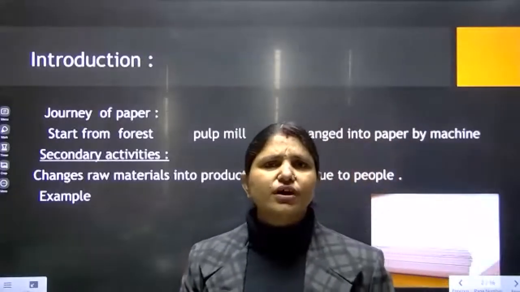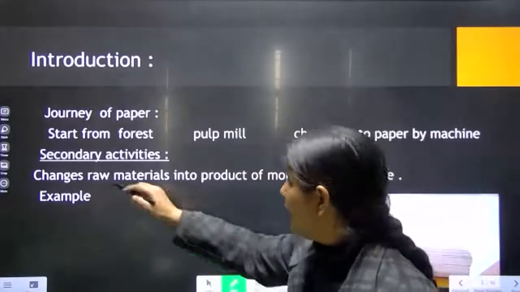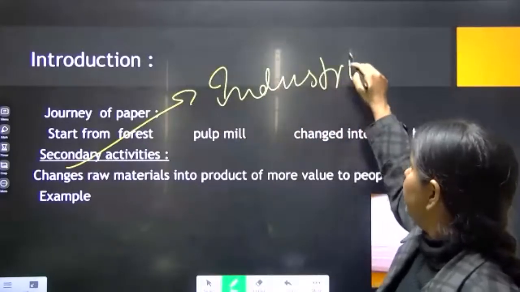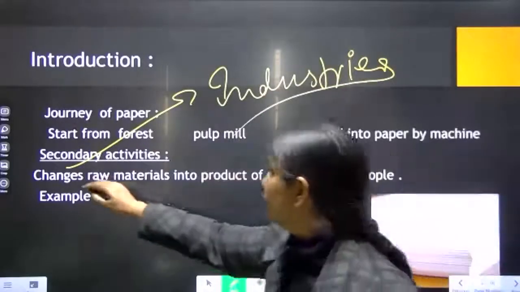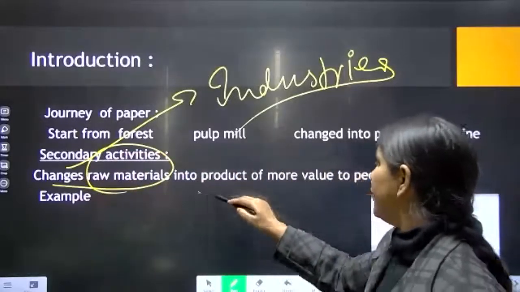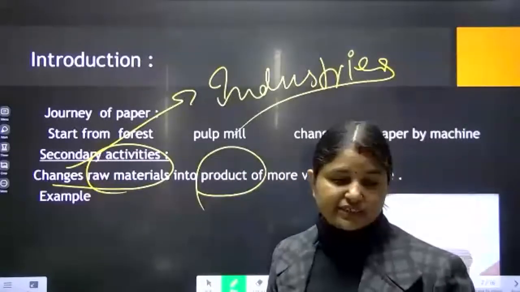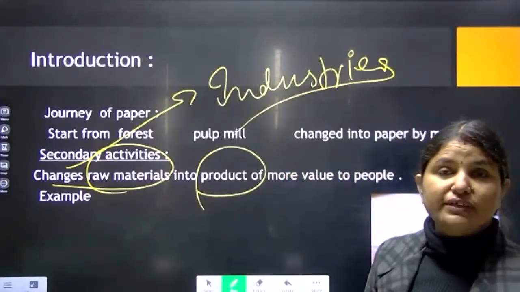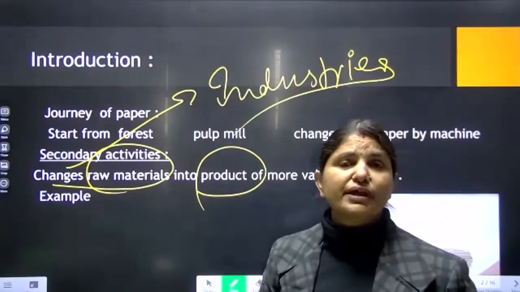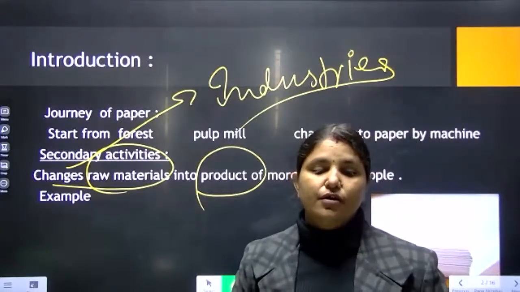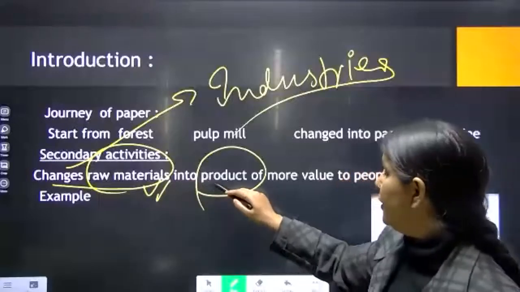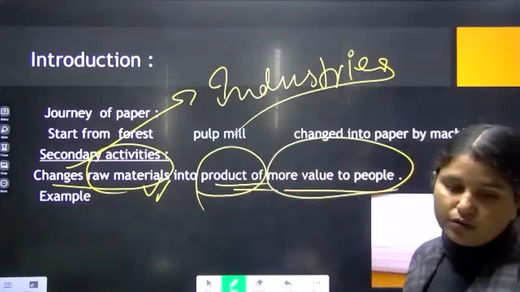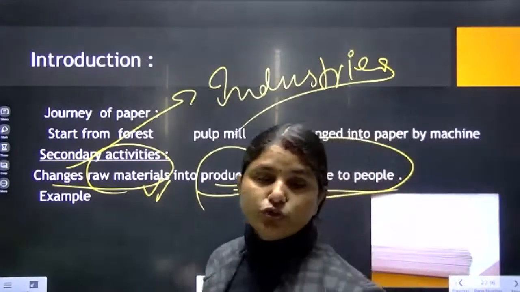So in one word we can say, industries are the places where they change the raw material into the product. If anyone asks you what is industry, we can say industry is an economic activity, a secondary economic activity, where they change the raw material into the finished product, where it has more value to the people.